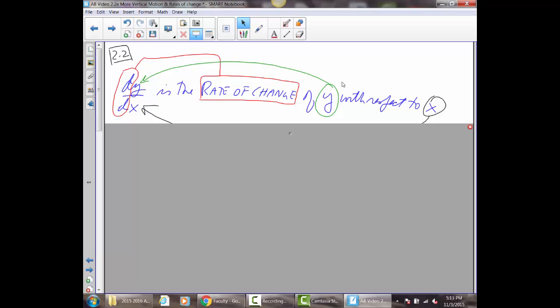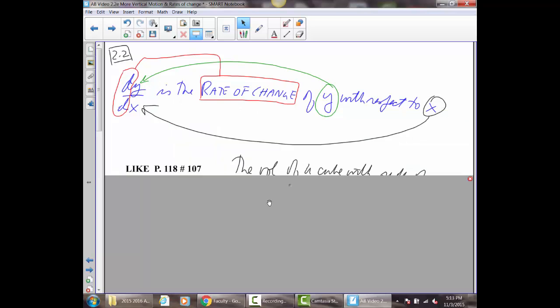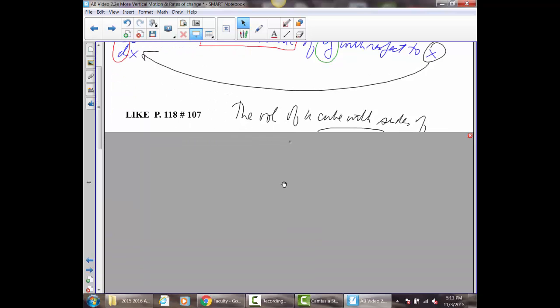Whichever word comes after the word "of" will be in the numerator. Whatever word comes after the words "with respect to" will be your denominator. Okay? So this is like number 107.